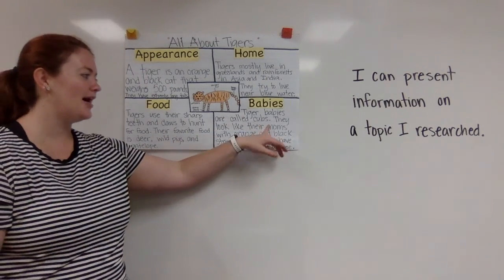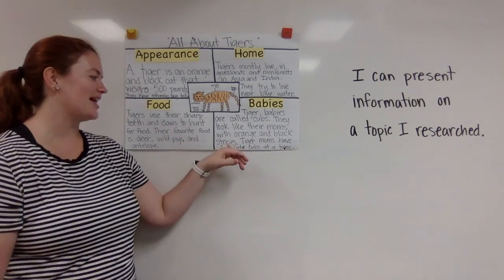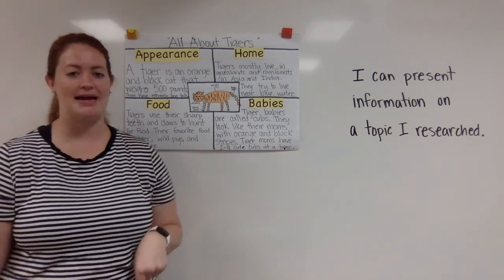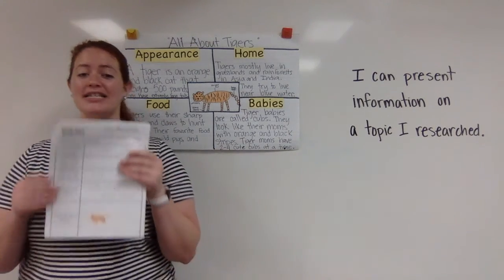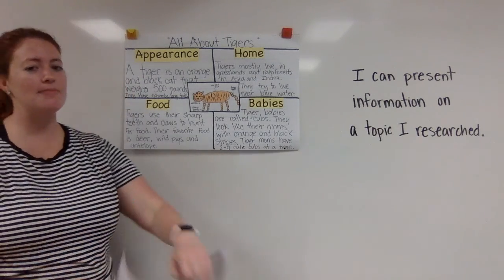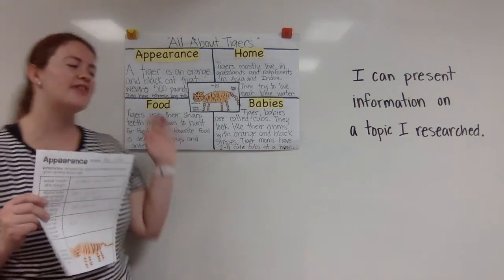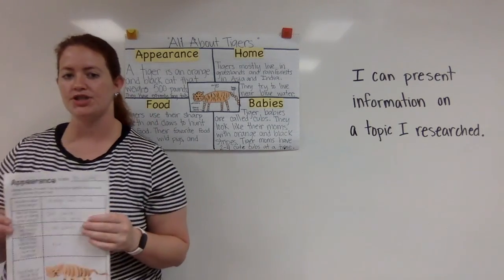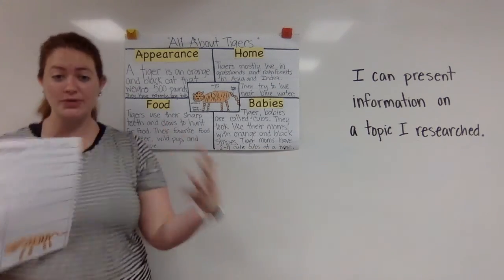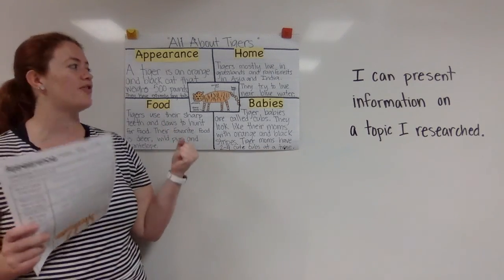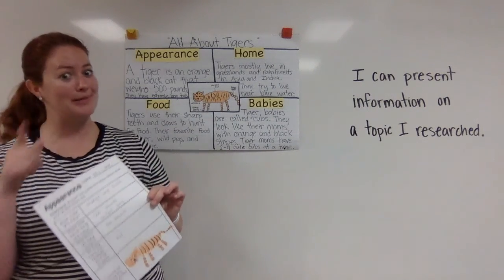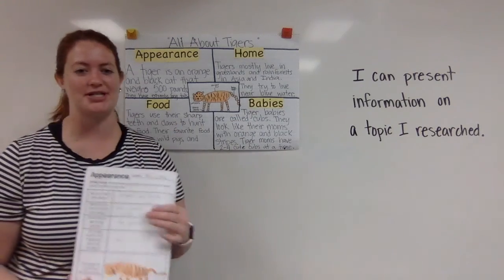Tiger babies are called cubs. They look like their moms with orange and black stripes. Tiger moms have 2 to 4 cute cubs at a time. Perfect. Was I able to explain all of the information that I researched? Yeah. Now, there's probably more information in my research packet that didn't really make it onto the poster. That's okay. As long as your poster tells all the really important information that everybody needs to know, okay? Some of that extra information we might just say when we're presenting our posters.